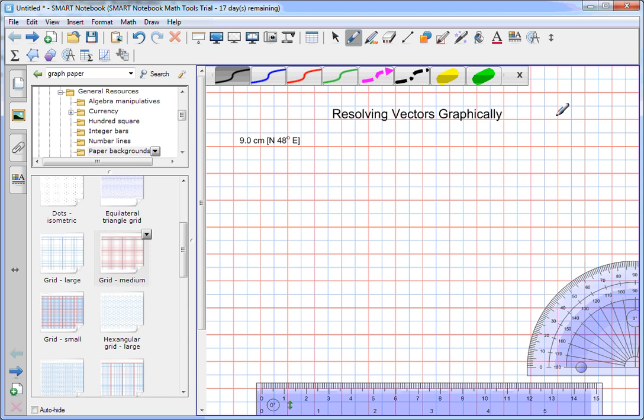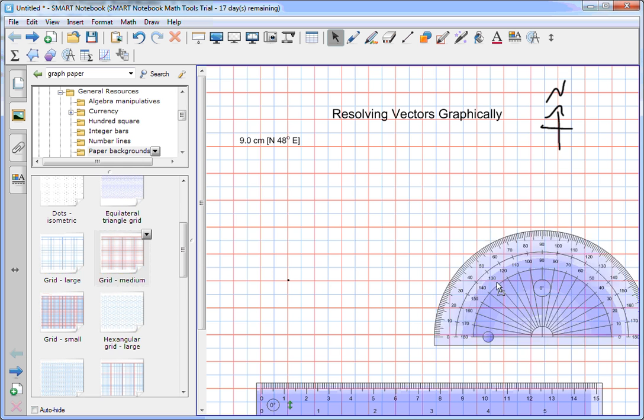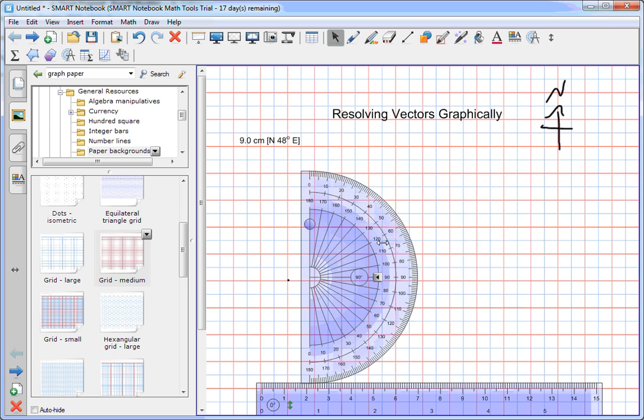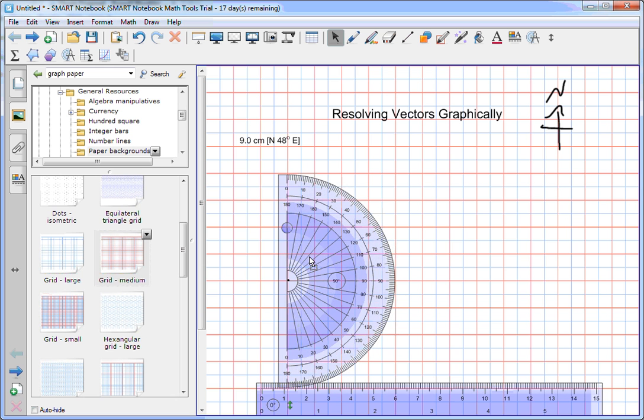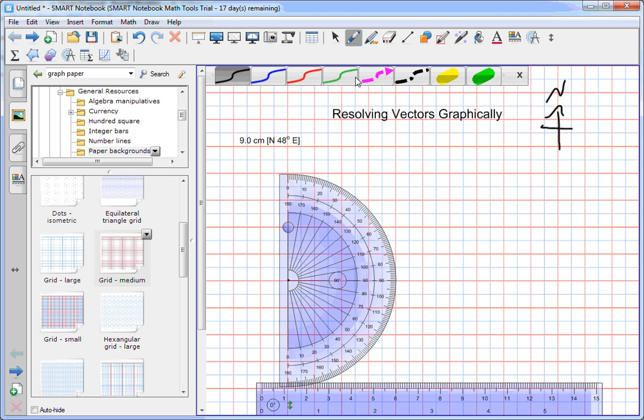First thing we need to do is put in our direction. Then we're going to mark off where we'd like to start our vector. And grabbing our protractor, we're going to measure north 48 degrees east. And put a mark.